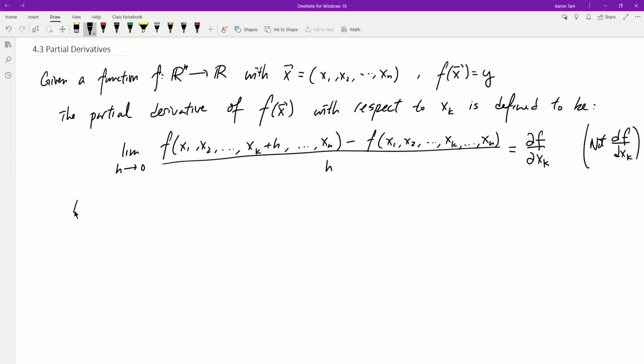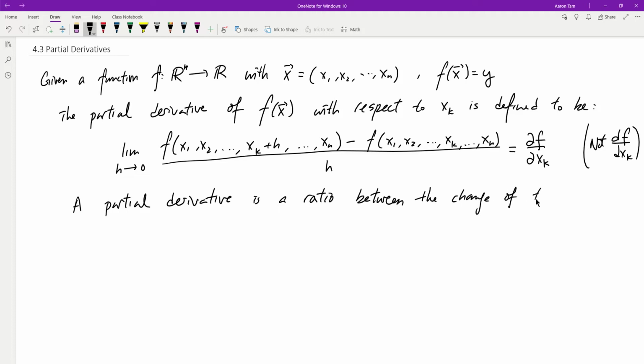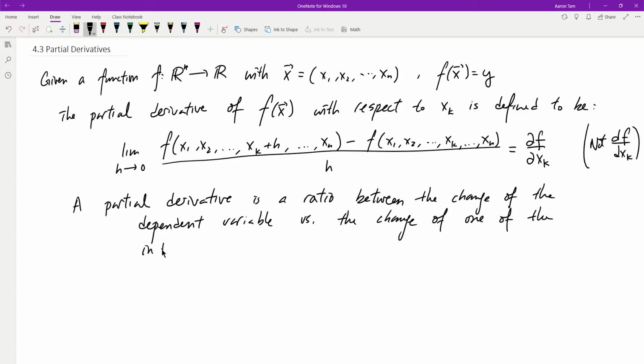So what is a partial derivative? A partial derivative is basically a ratio between the change of the dependent variable, in this case y, versus the change of one of the independent variables. So only one of the independent variables.